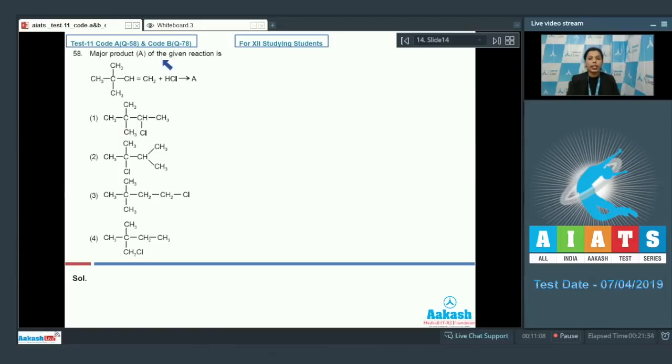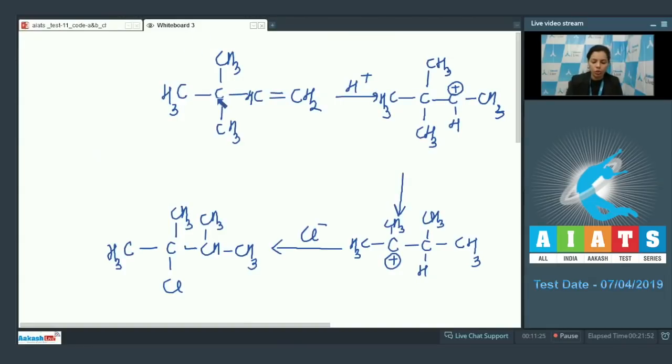Major product A of the given reaction is. In this case, we have an alkene and HCl is added to it. We need to just identify the final product that you are going to obtain. Basically, the major product you need to know. In this case, I have the mechanism of this reaction. Just have a look at that.